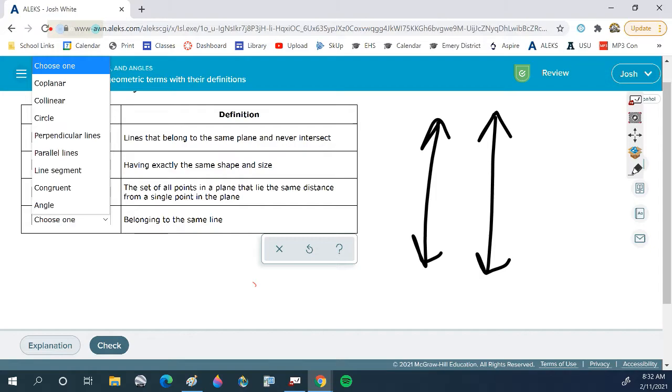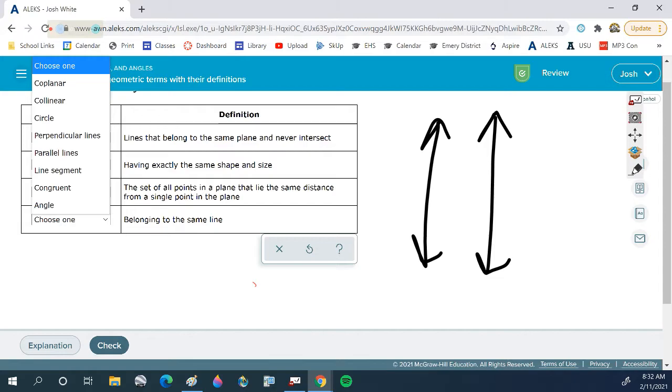Okay. Perpendicular lines. What does that mean? What does it mean to be perpendicular? 90 degrees. The two lines that meet at a right angle.